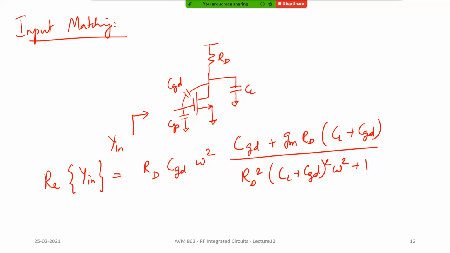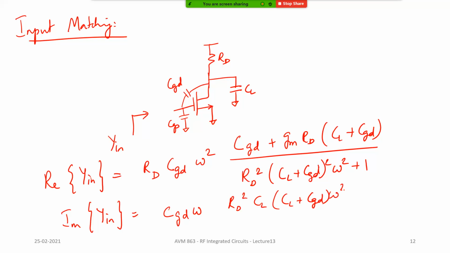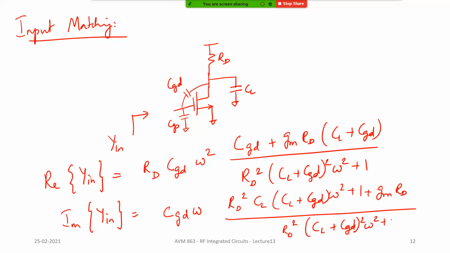And the imaginary part of Y-in, if you derive it, you are going to get something like this: CGD times omega RD squared CL into CL plus CGD omega squared plus 1 plus GM RD, divided by RD squared CL plus CGD the whole squared omega squared plus 1. So, a pretty messy expression.